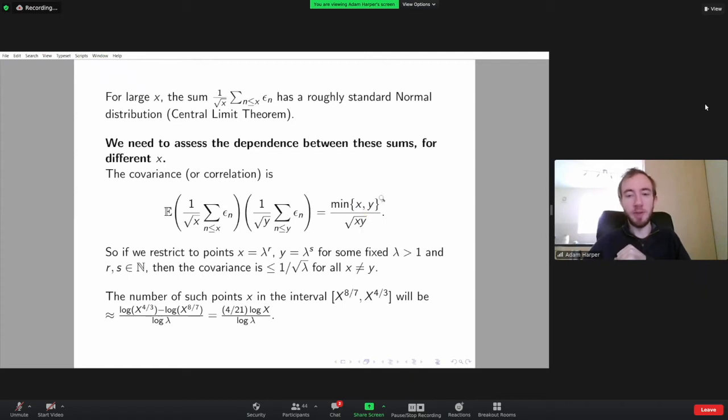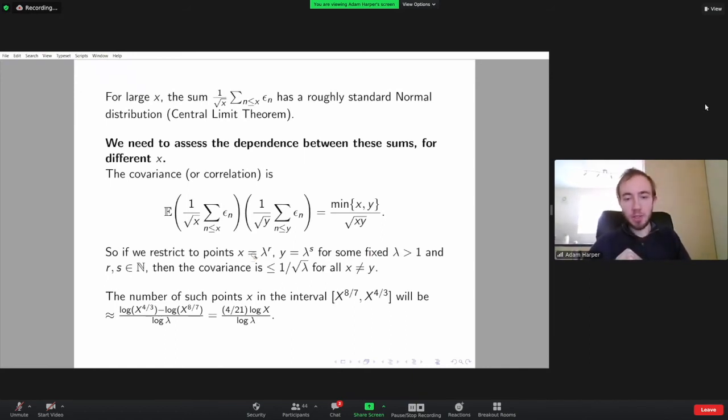And you can see that that's at most 1, which is good. It's a kind of sanity check because it has to be at most as big as the variance, which is 1 from up here. And if you decide just to look at points of the special form of powers of lambda, for some fixed lambda bigger than 1, let's say, so look at some kind of geometric sequence of points.